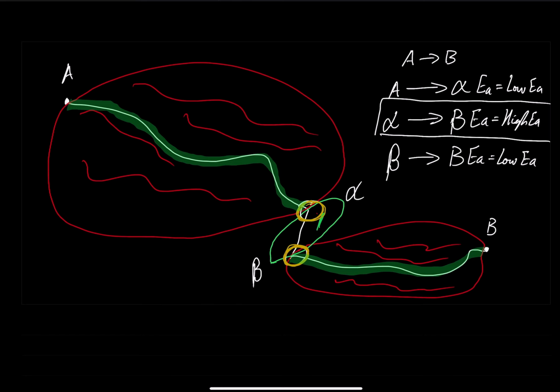But we consider A to alpha and beta to B as being negligible, because those reaction rates happen quite fast because they have low activation energies. Obviously, when you go to higher level, you consider those, but the rate determining step is the one that has the biggest influence on the rate of this reaction, and that's why we call it the rate determining step, because this step determines the rate of the reaction.